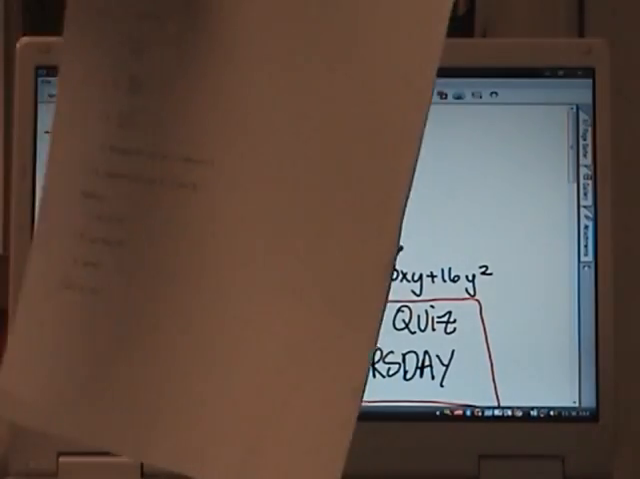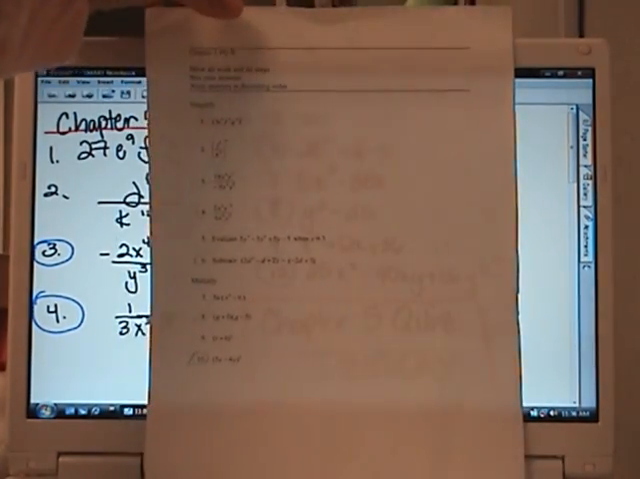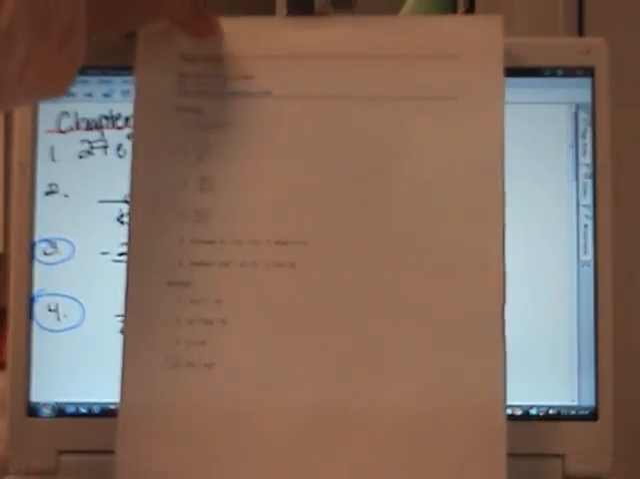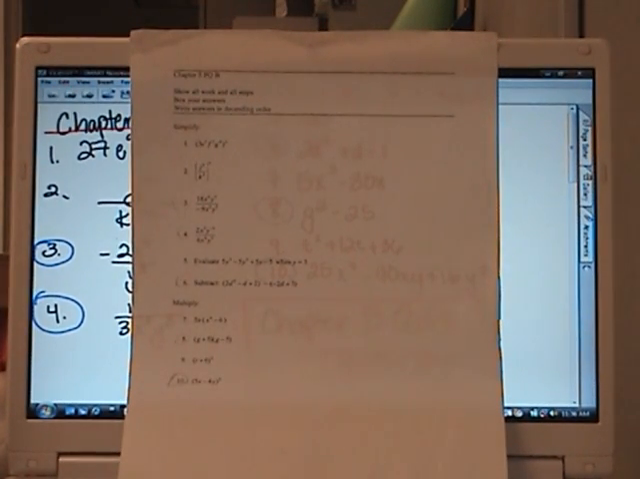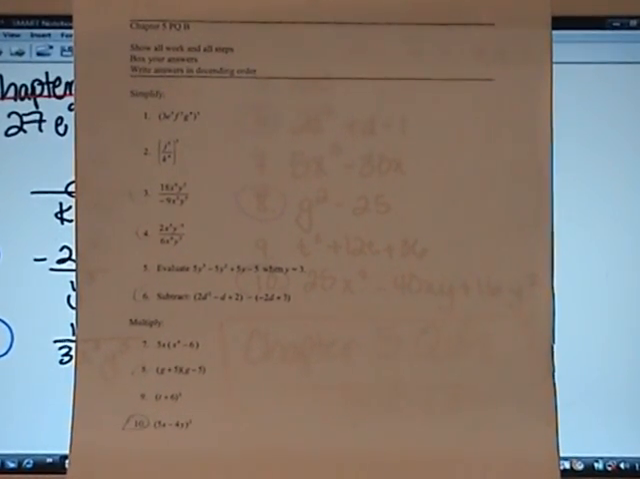Let's see if we can put this up here. I don't know if it'll work. Let's see. Yeah, just a second. I'm focusing in. Okay. And which one did you just ask for? Okay, number 6.